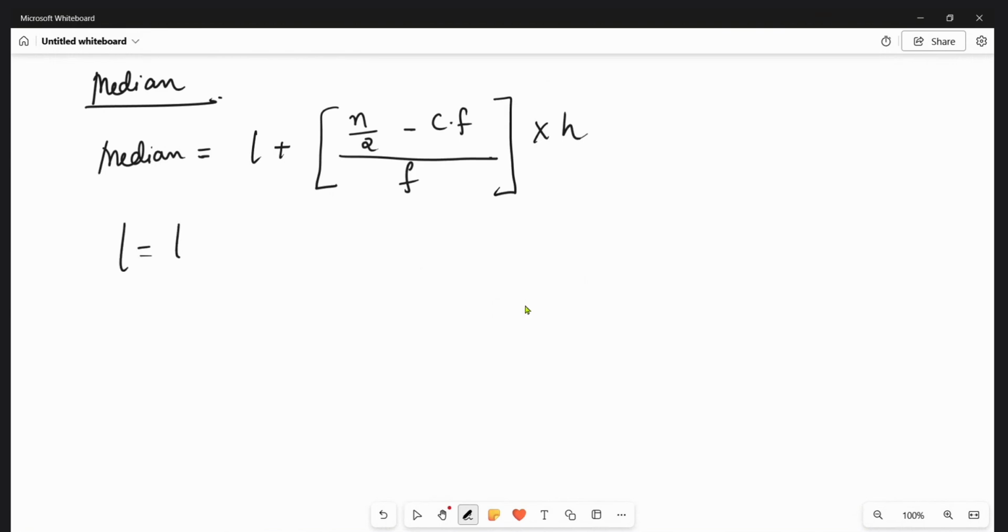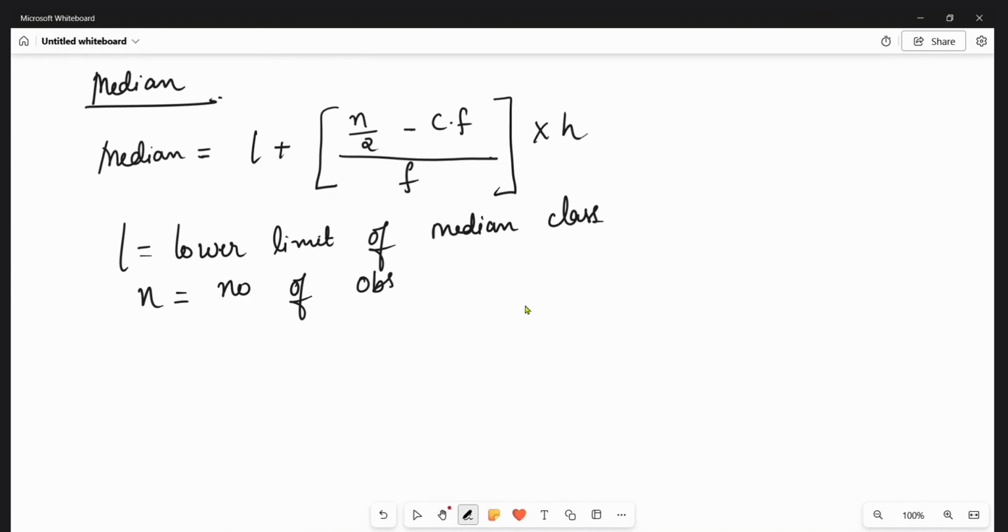So what is L? Write down this. L is the lower limit of the median class. N is the number of observations. And F is the frequency of the median class.